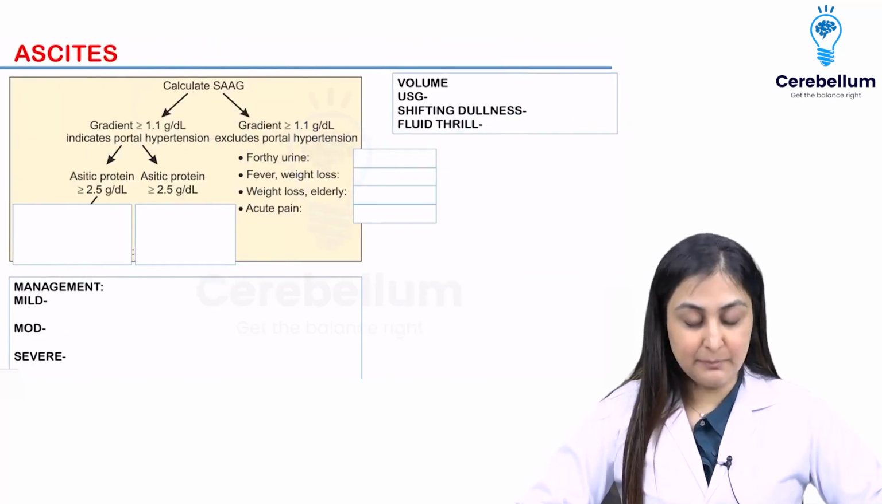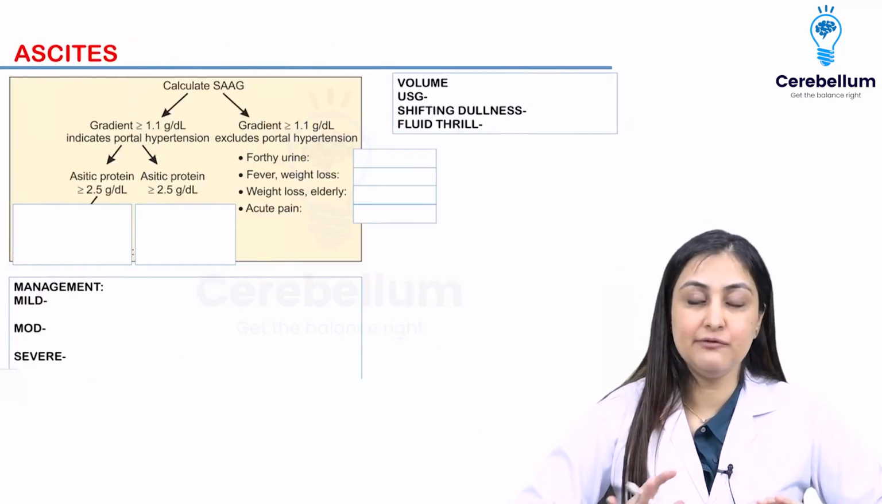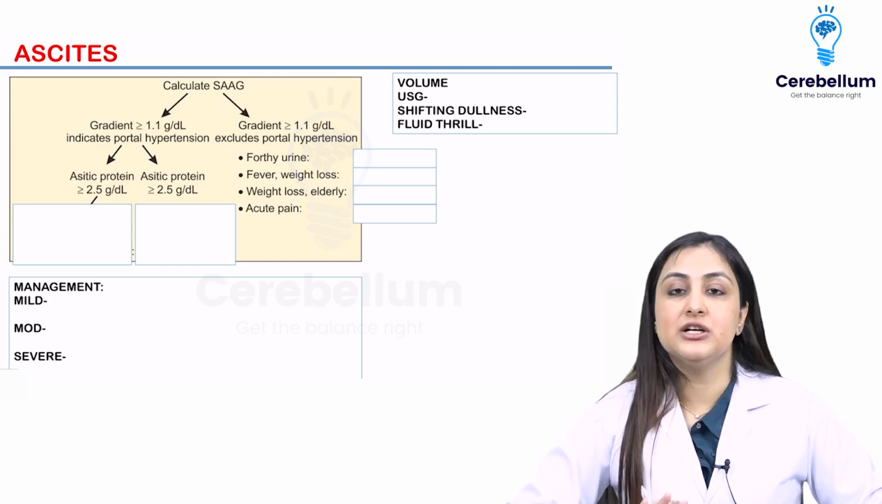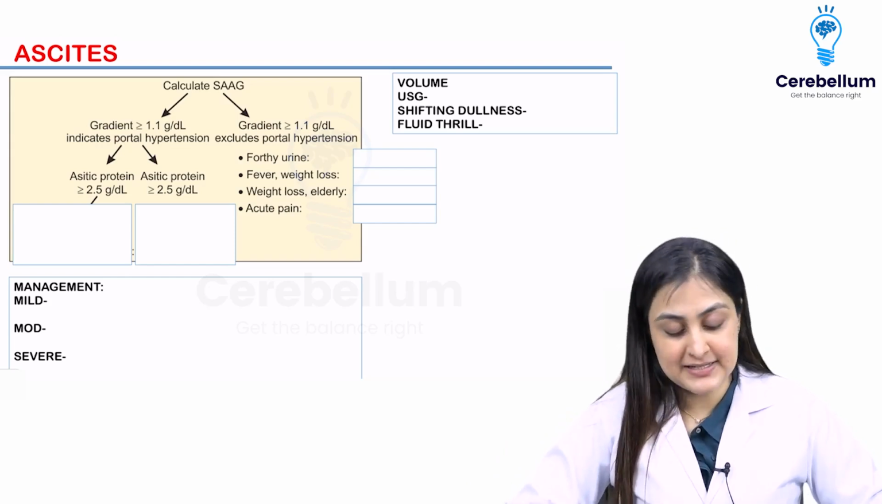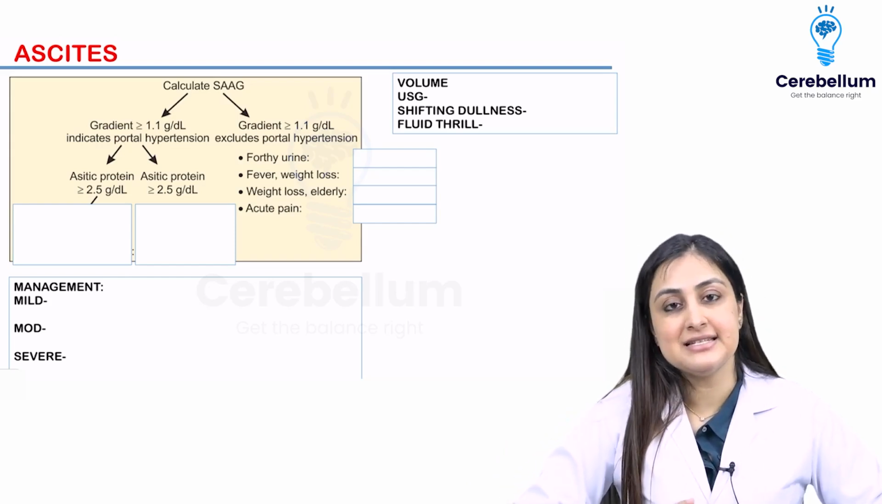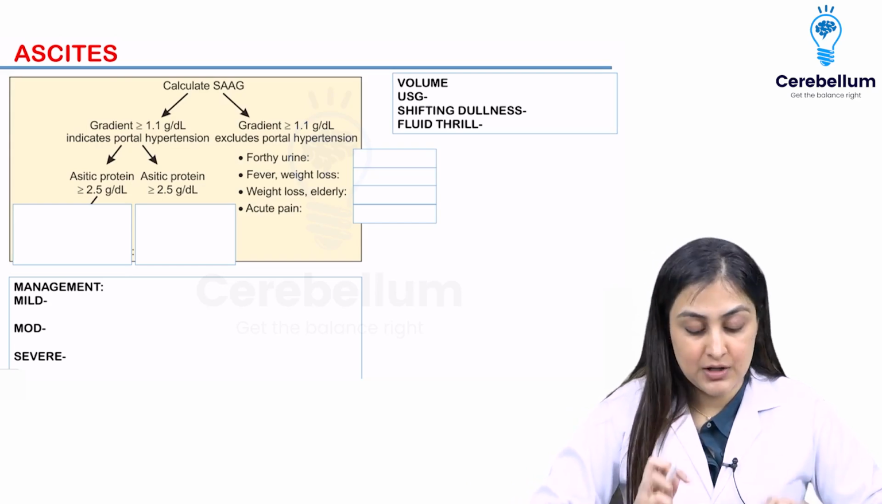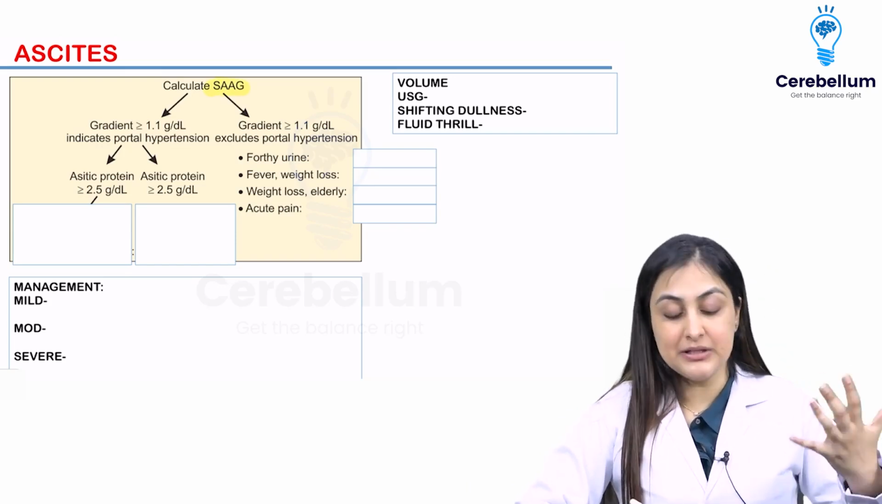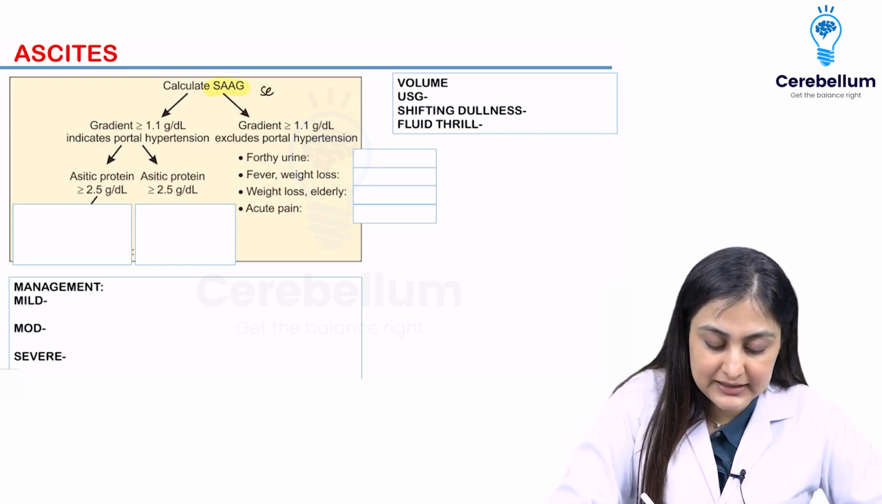Now straight off jumping into core medicine topics. And if you take the medicine of GI hepatobiliary, you will see every year one question coming on ascites, particularly in INICET. They love to ask you about SAG. So what is SAG? It is serum ascites albumin gradient. So we are taking a gradient between serum and the ascites.